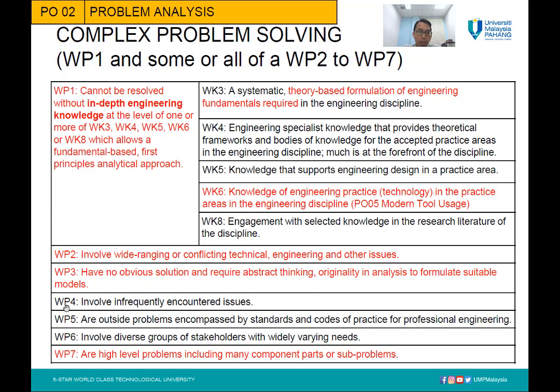WP4 involves infrequently encountered issues. WP5 is outside problems encompassed by standards and codes of practice for professional engineering. WP6 involves a diverse group of stakeholders with widely varying needs. So if the problem involves multiple stakeholders, and each stakeholder requires their own needs, then it is a complex engineering problem. So you can choose this one.